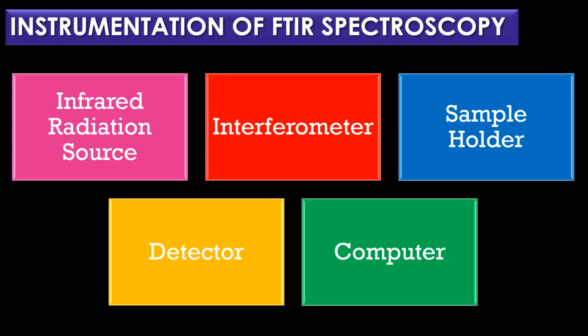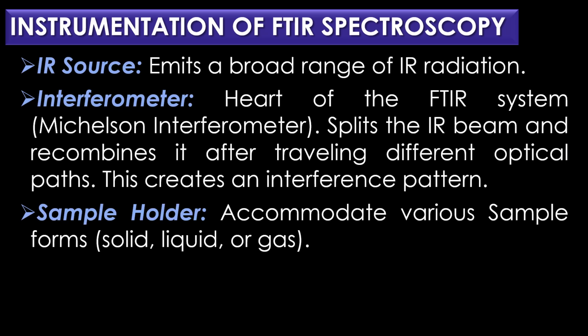Instrumentation of FTIR spectroscopy. FTIR spectroscopy contains 5 major parts. They are infrared radiation source, interferometer, sample holder, detector, and computer. The first part of the FTIR spectroscopy is IR source or infrared light source. The infrared light source emits a broad range of infrared radiation, typically from a heated filament.